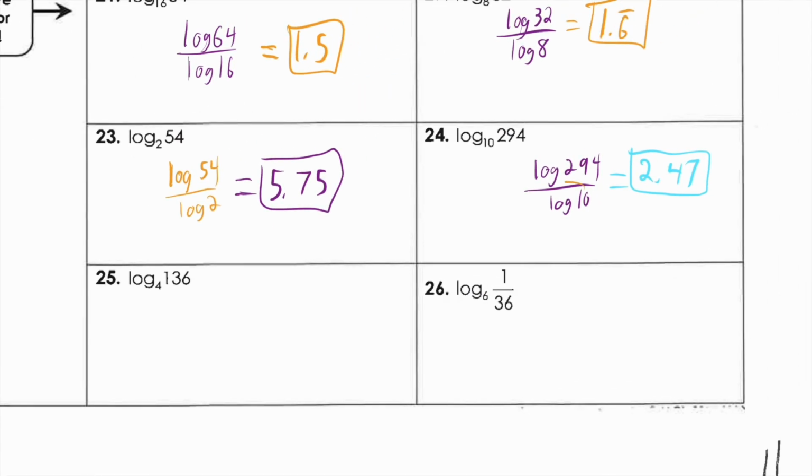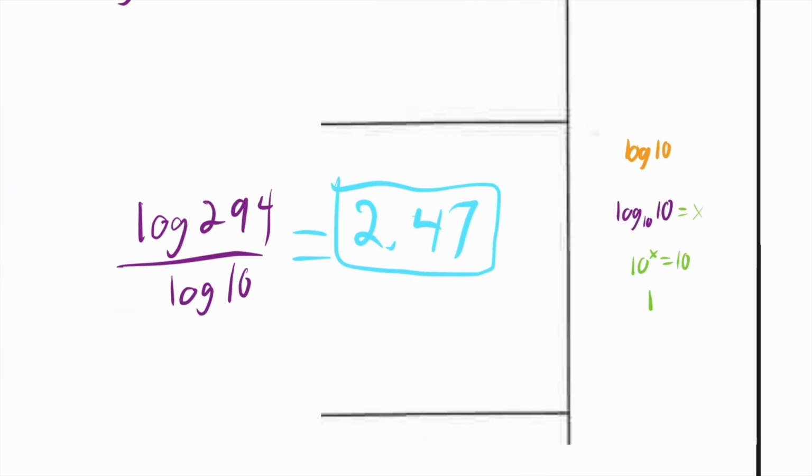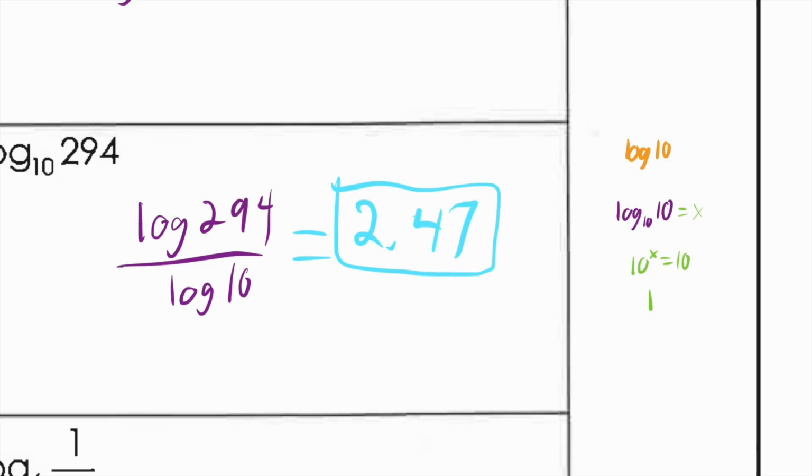Sorry, I should explain this further. The reason why this works to divide it by log of 10 as well, though, is because log of 10 is just 1. That's because log of 10 is really log base 10 of 10, as we mentioned. If I were to set that equal to x, that's saying 10 to the power of x equals 10, which means x is 1. And so that logarithm just equals 1. So on that last problem, we just did log of 294 divided by 1, not changing the result one bit.